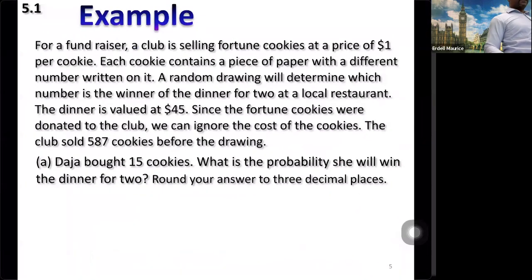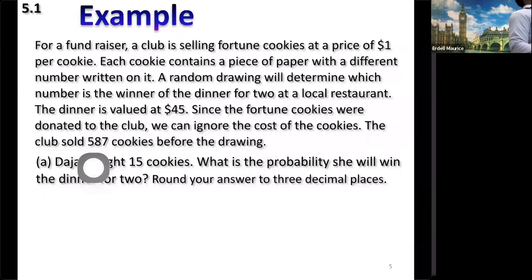But anyways, for a fundraiser, again, like I said, these things will take forever to read. For a fundraiser, a club is selling fortune cookies at a price of $1 per cookie. Each cookie contains a piece of paper with a different number written on it. A random drawing will determine which number is the winner of a dinner for 2 at a local restaurant. The dinner is valued at $45. Since the fortune cookies were donated to the club, we can ignore the cost of the cookies.